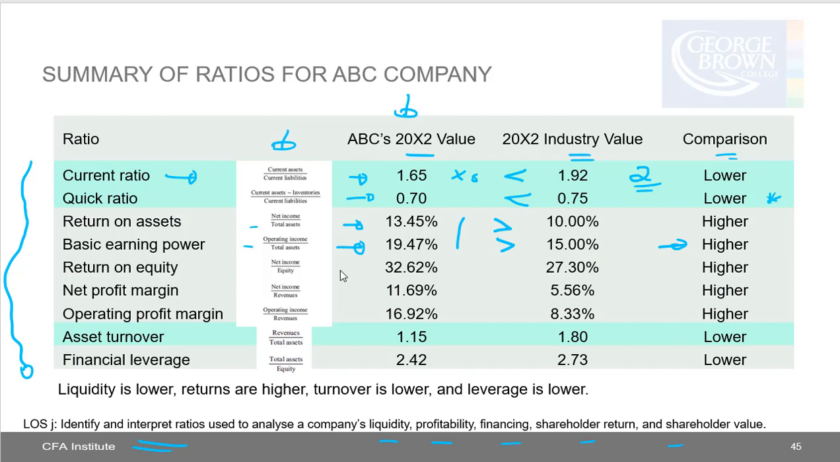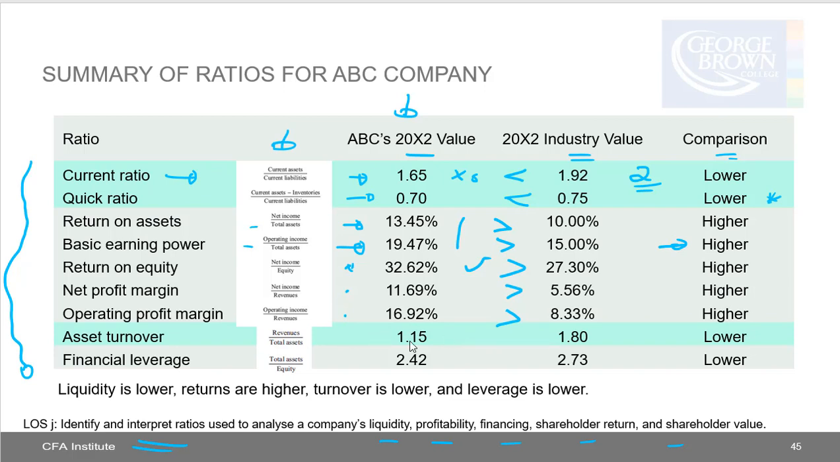ROE, return on equity, net income divided by equity, 32.62%, greater than the industry value. Net profit margin is net income divided by revenues, again, higher than the industry. Operating profit margin, operating income divided by revenues, better.